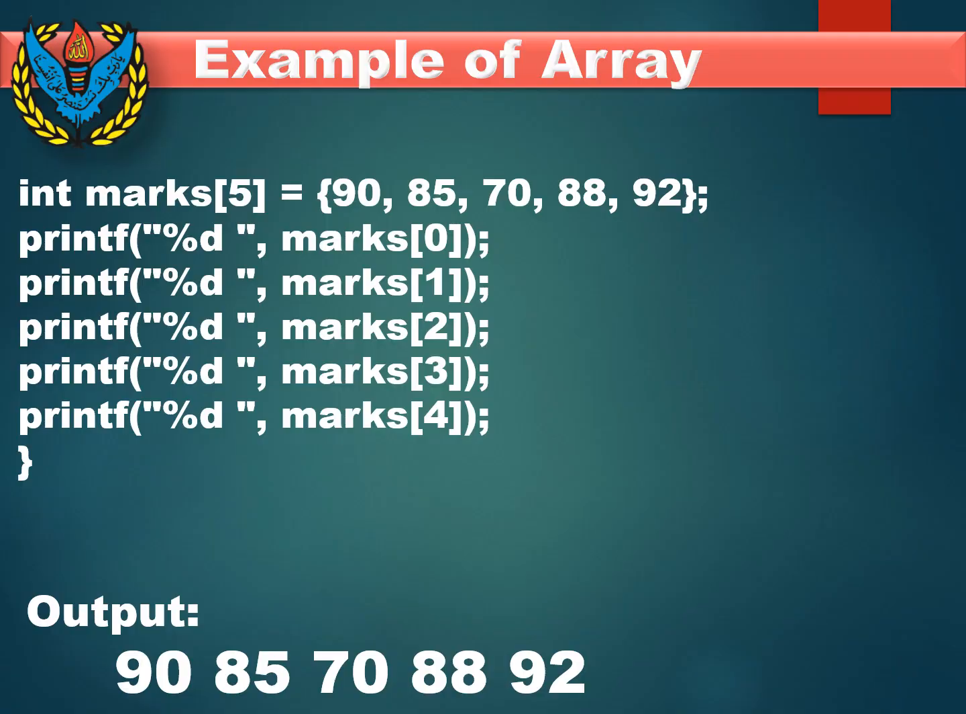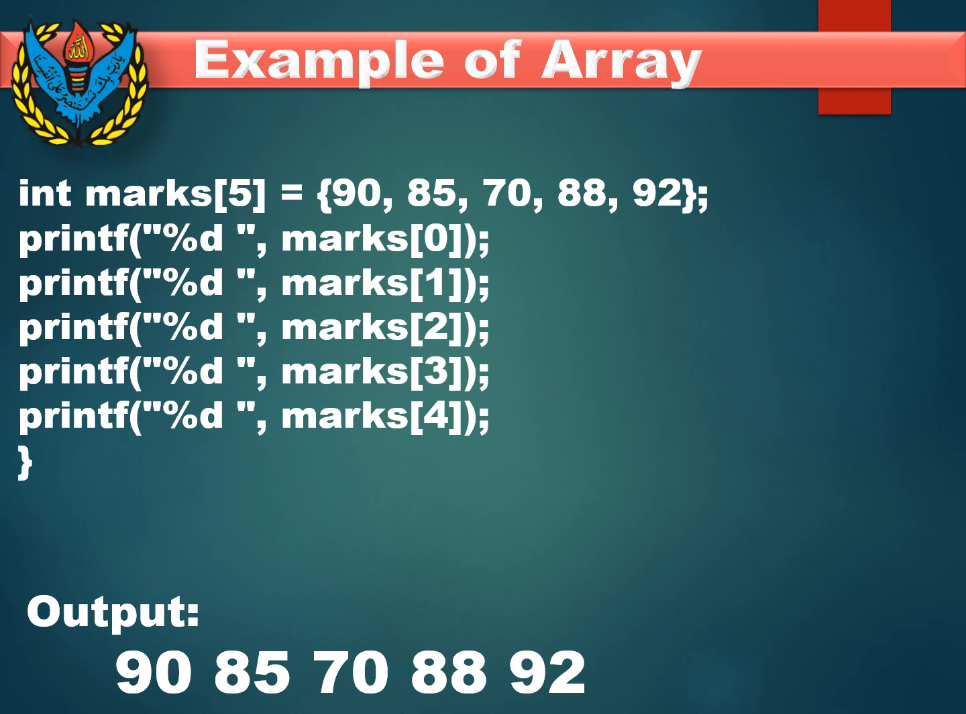In the first statement, we define the array as well as initialize the array. The value 90 will be stored in the marks 0 variable, the subscript variable of the array, then 85 to marks 1, 70 to marks 2, 88 to marks 3, and 92 to marks 4. In this way, we assign the values to different variables within a single statement.